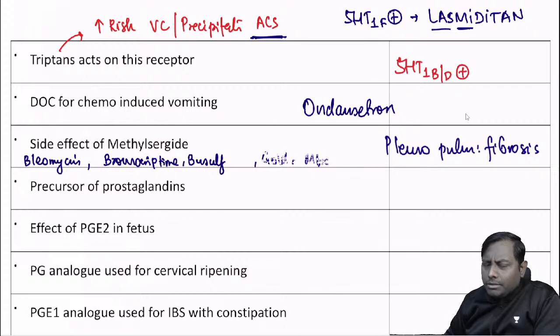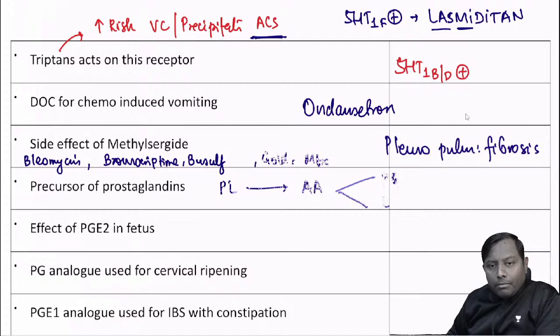Precursor of prostaglandins, very simple. We have phospholipid, which is converted to arachidonic acid, which will be converted to either prostaglandins or leukotrienes, depending on the type of enzyme that is going to work. I think pretty simple.